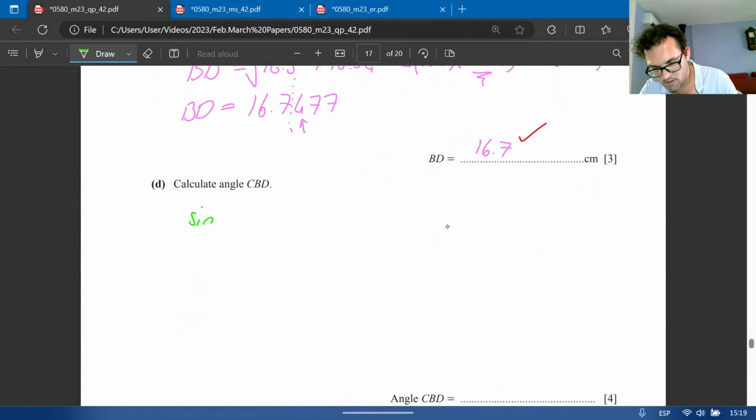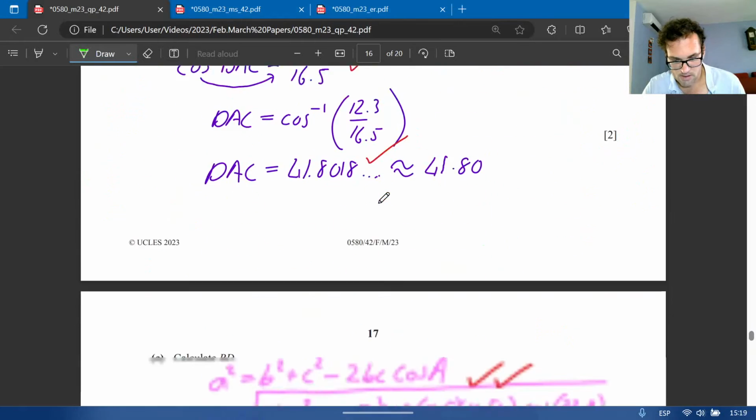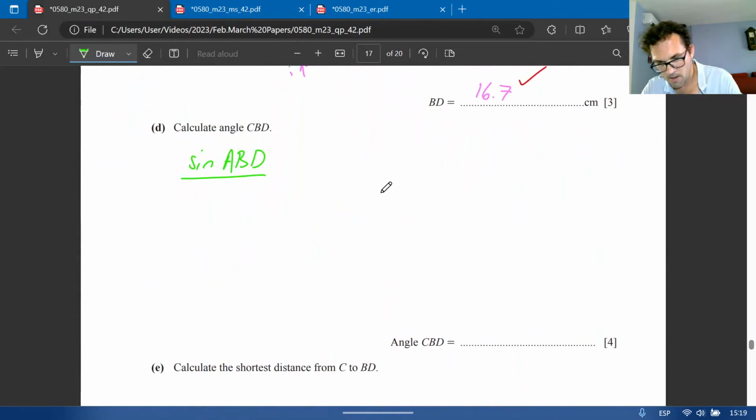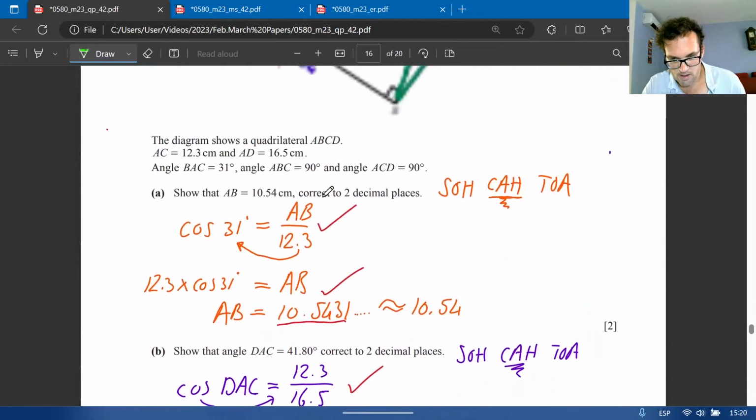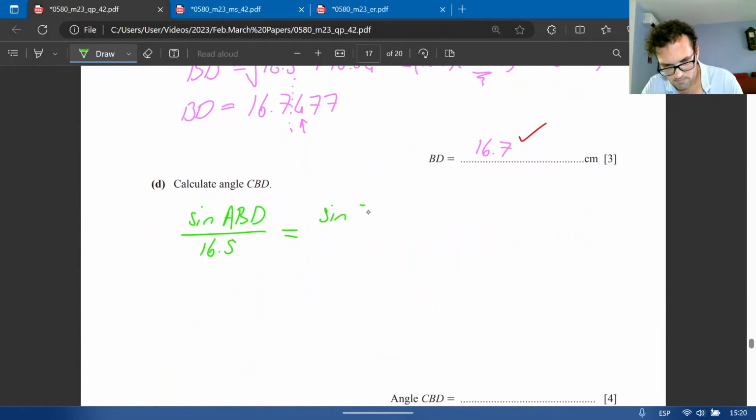Sine ABD over the opposite side, 16.5. If I wanted to know the side, we can put the sin at the bottom and the side at the top. Right, then we write the other angle we have. So again, sin at the top. The angle we have is this one, 72.8. Over the opposite side, we worked it out, 16.7.